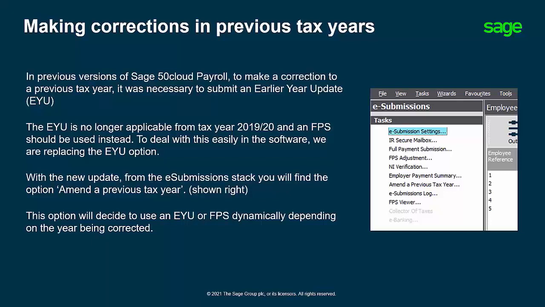To deal with this easily in the software, we're replacing the EYU option. With the new update from the eSubmission stack, you'll find the option of amend a previous tax year, which you can see on the right. This option will decide to use an EYU or an FPS dynamically, depending on the year being corrected.